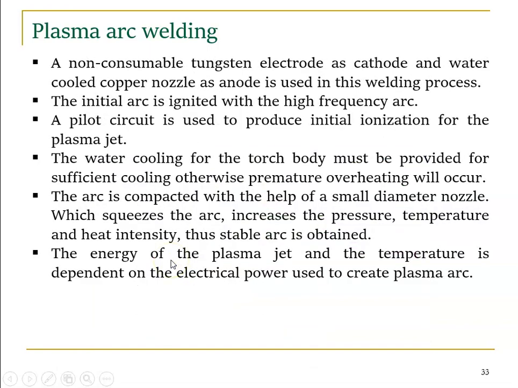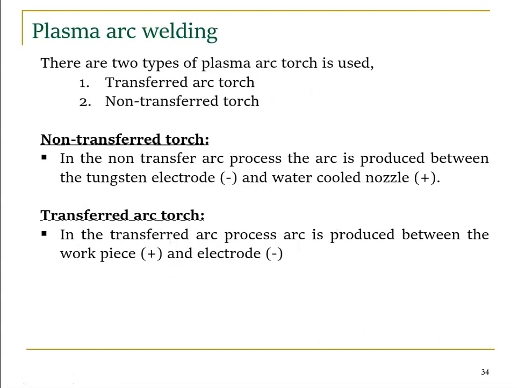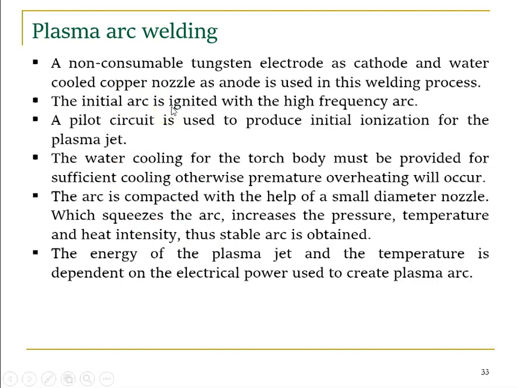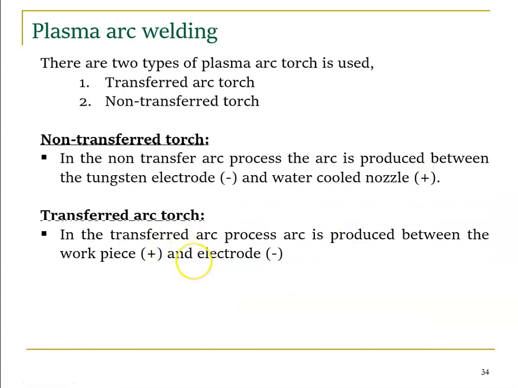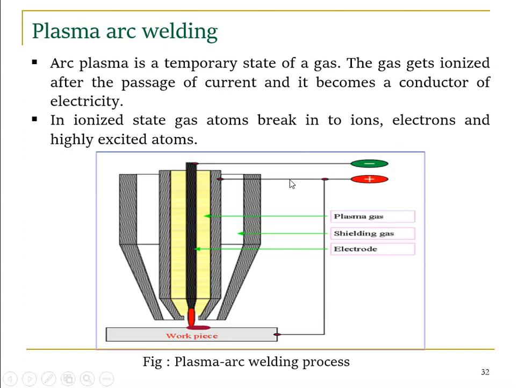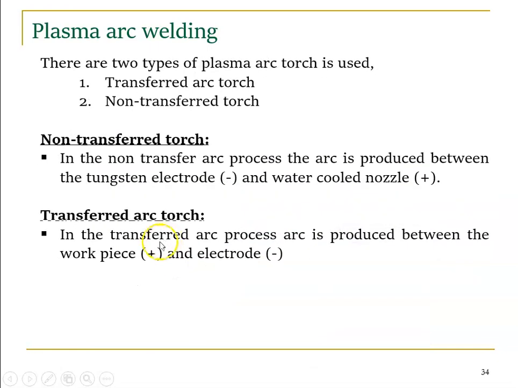Right, so the energy depends on the power of electricity. We use two types of torch: one is a transfer arc torch, another one is a non-transfer arc torch. Non-transfer torch means the arc is produced between the tungsten electrode and the water-cooled nozzle. Otherwise, if the arc is produced between the electrode and the workpiece, then we say it's a transfer arc torch. In the transfer arc torch process, the arc is produced between the workpiece and electrode. Right, so this is what transfer and non-transfer is.